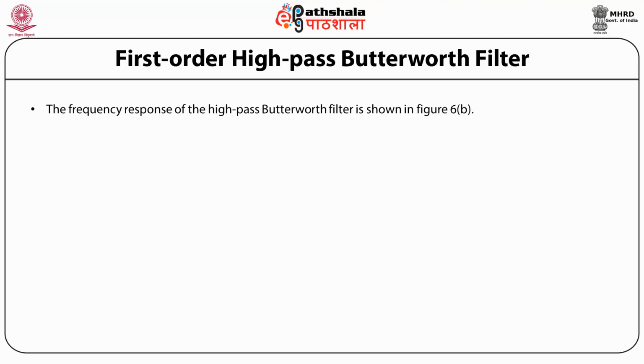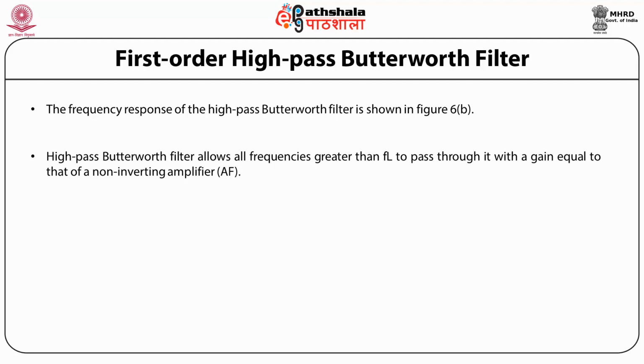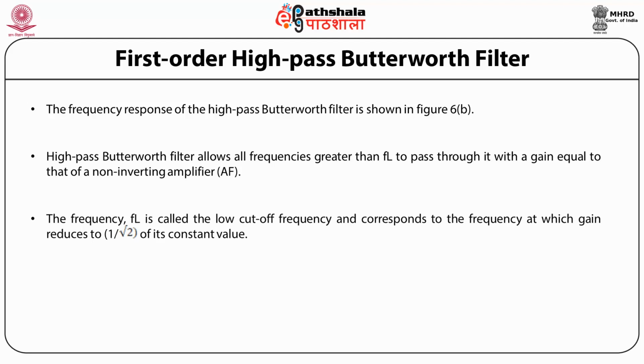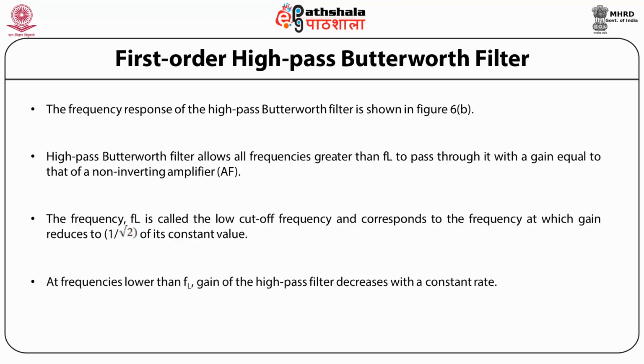The frequency response of the high pass Butterworth filter as described is shown in the figure. High pass Butterworth filter allows all frequencies greater than FL to pass through it with a gain equal to that of a non-inverting amplifier, that is AF. The frequency FL is called the low cutoff frequency and corresponds to the frequency at which gain reduces to 1 by square root of 2 of its constant value. At frequencies lower than FL, gain of the high pass filter decreases with a constant rate.